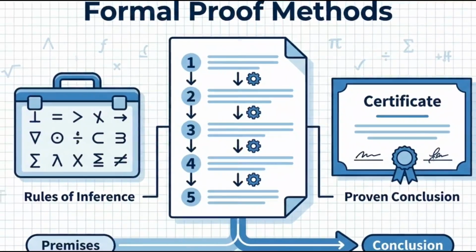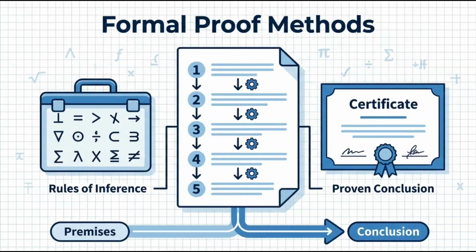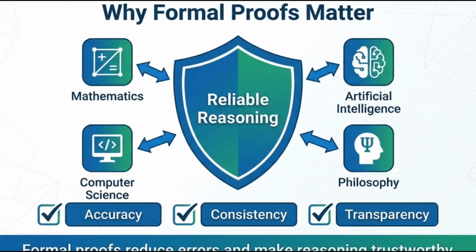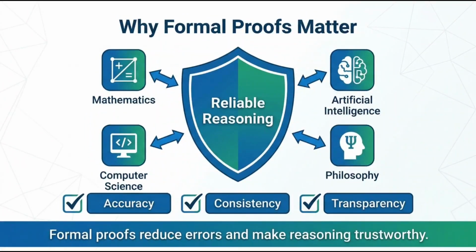Formal proof methods involve proving a conclusion through a sequence of logical steps. Every step follows from earlier statements using valid rules of inference, making the reasoning precise and reliable. Formal proofs reduce errors and make reasoning transparent. They are widely used in mathematics, philosophy, computer science, and artificial intelligence.